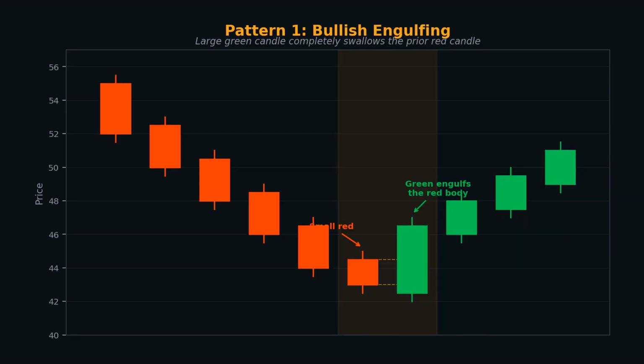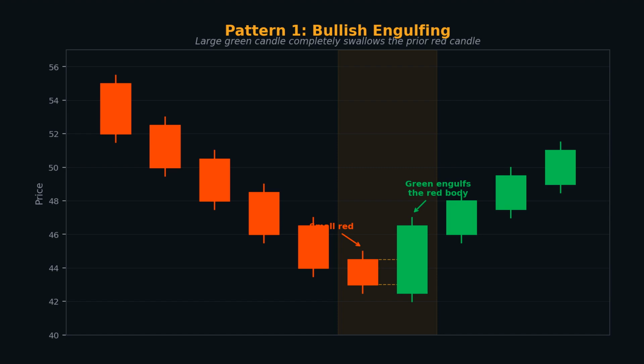Pattern number 1, the bullish engulfing. This is the big one, probably the most well-known and most traded multi-candle reversal pattern in existence. Here's how it works. After a downtrend, you see a relatively small red candle. Sellers still in control, but their candle is modest. Then the very next candle opens below that red candle's close, but instead of continuing down, buyers storm in and push price all the way up, closing above the red candle's open. The green body completely swallows, or engulfs, the red body that came before it.